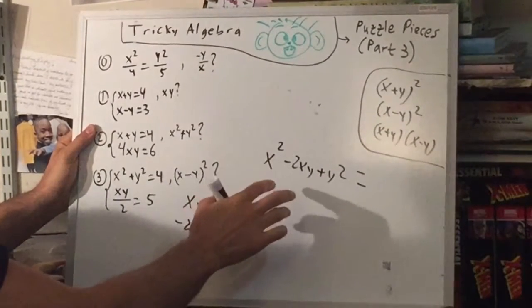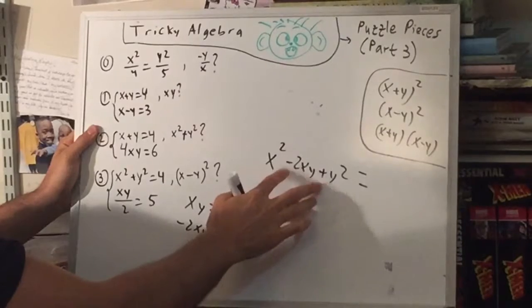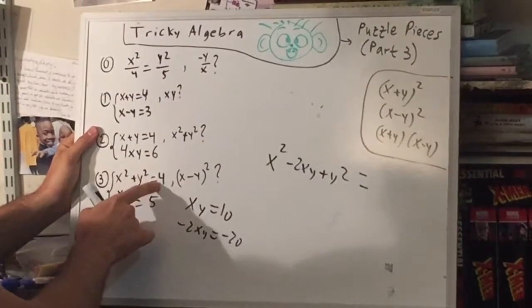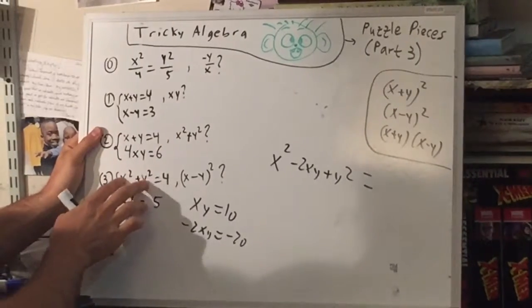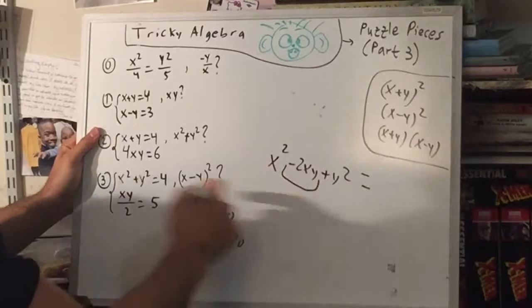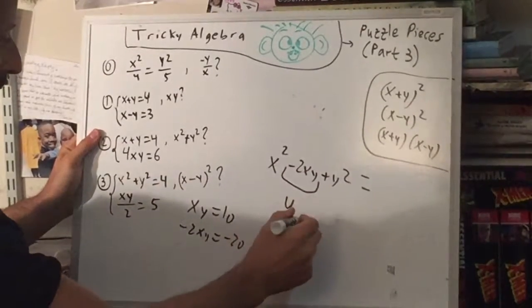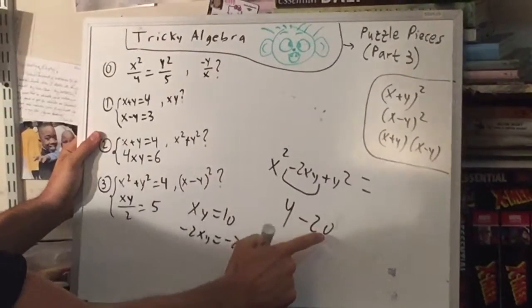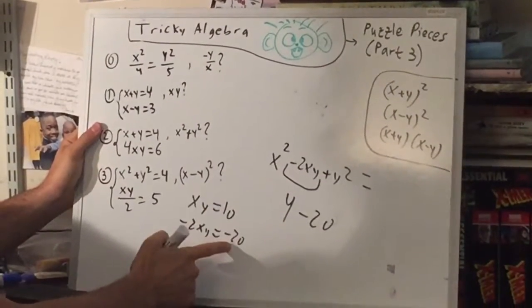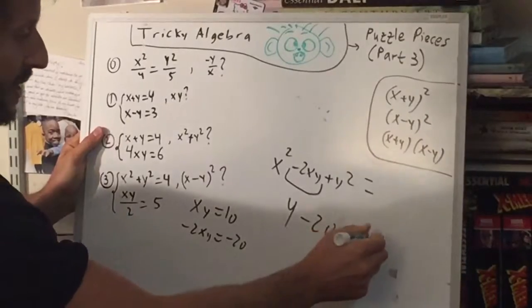So we don't know what this is. That's what we want to get. But we know what this thing is. That's 4. So how do we go from this to that? All we have to do is subtract this middle term right here. So we can just take the 4 and subtract the 20, which corresponds to this piece right here. Negative 2xy is negative 20. So 4 minus 20 is negative 16.